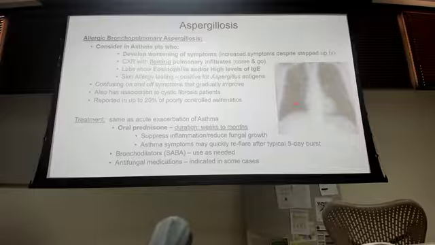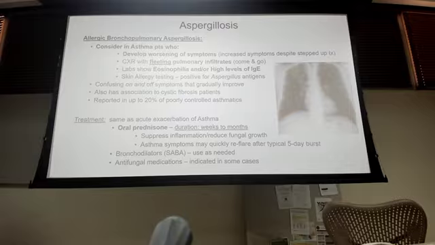So, reported in 20% of poorly controlled asthmatics and cystic fibrosis patients. So we're going to give oral prednisone to knock down that inflammation, give them some symptom relief for, again, weeks to months. So is that going to affect their immune system? Yeah, make them more susceptible to other things.